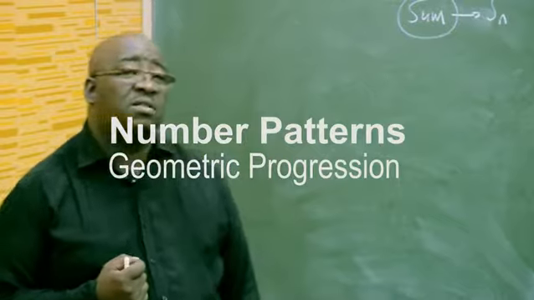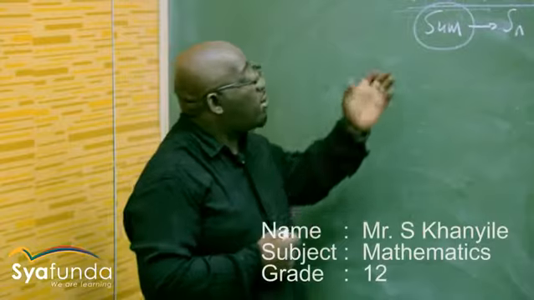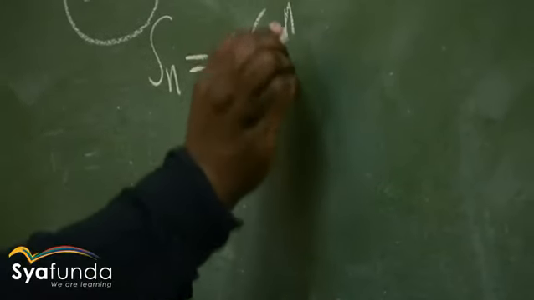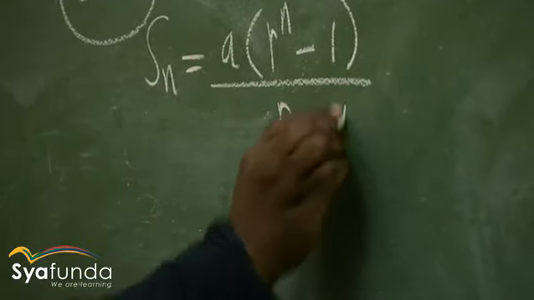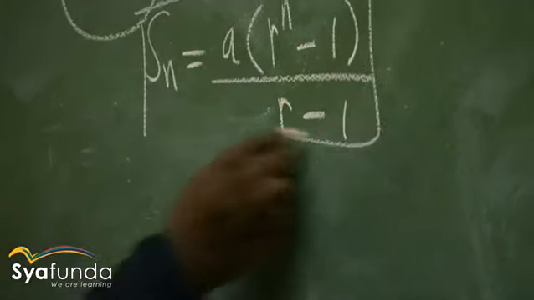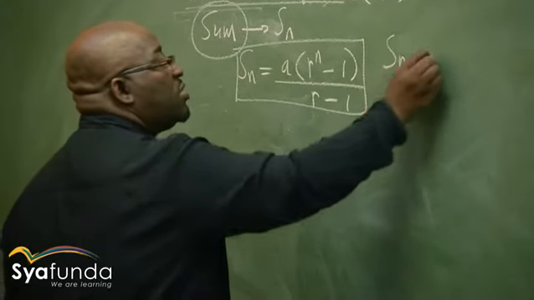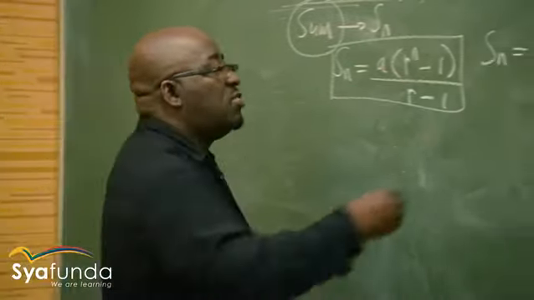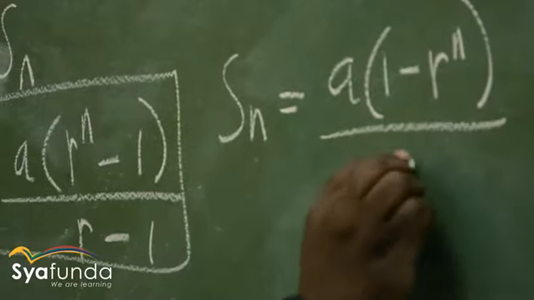Right, I want us to look at the GP, or the geometric progression, or the geometric sequence, particularly the sum. The formula for the sum is Sn equals A into R to the power n minus 1 divided by R minus 1. This is important. However, it can also come in this form: Sn equals A into 1 minus R to the power n over 1 minus R.